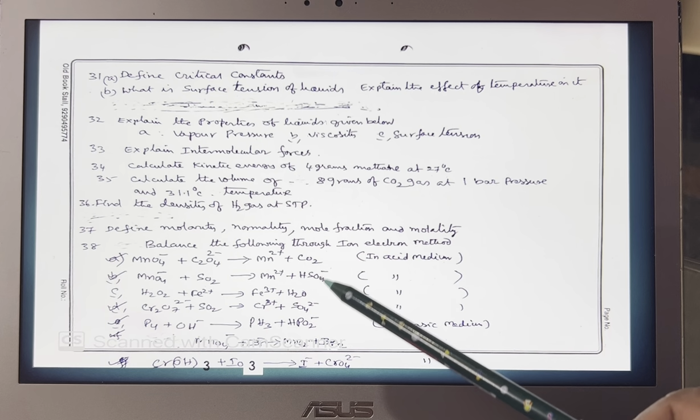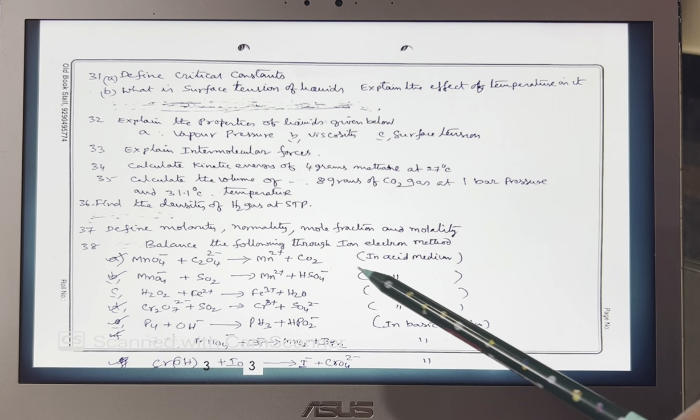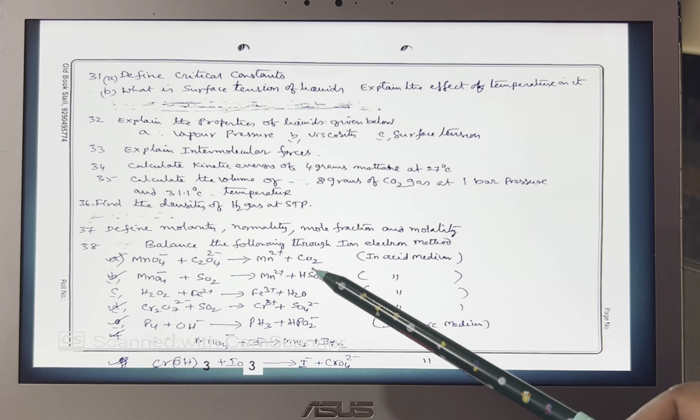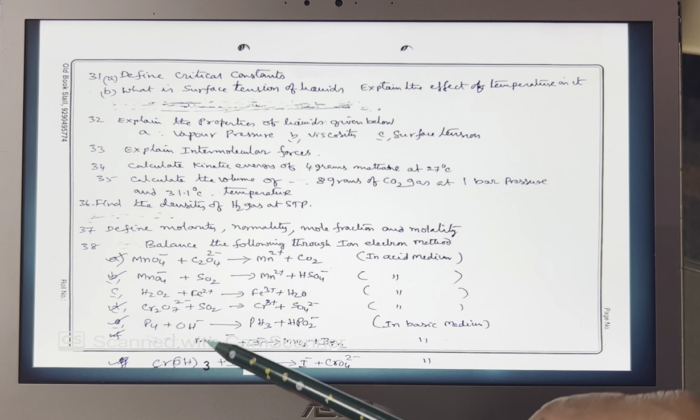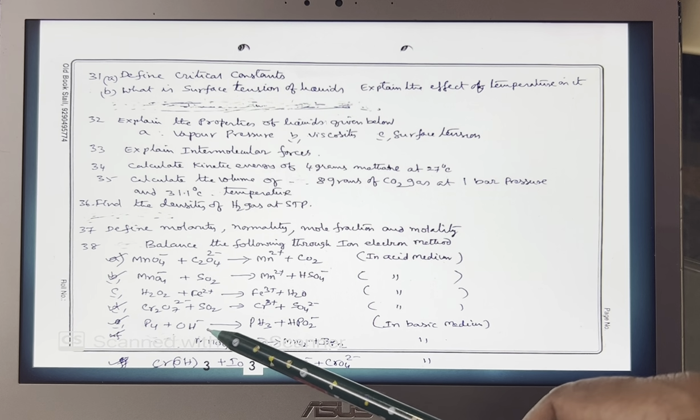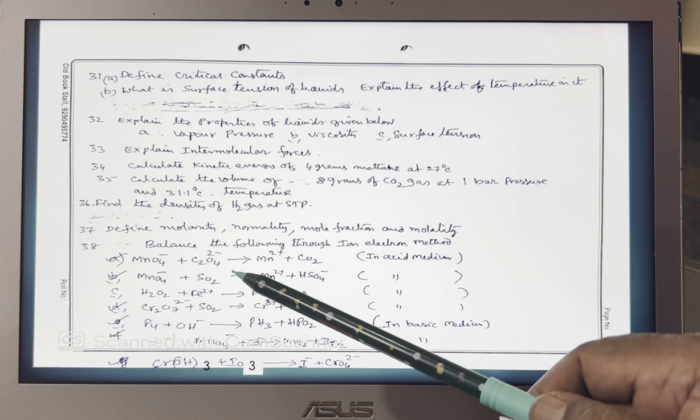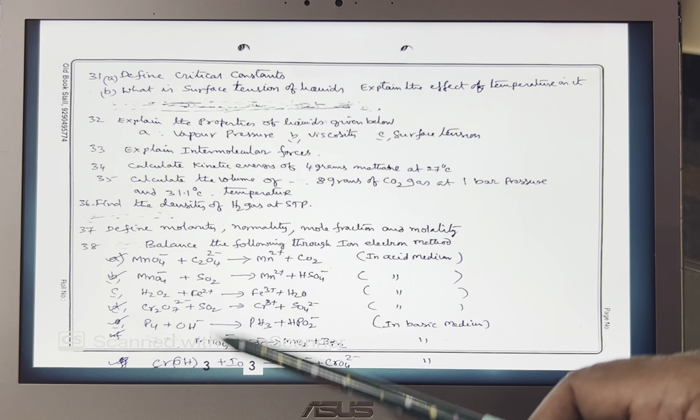These four equations you have to practice in the balancing of these four equations in acid medium. Then in basic medium three equations are given. These three equations you have to practice. You will get one of these three, or mostly we can say one of these seven.